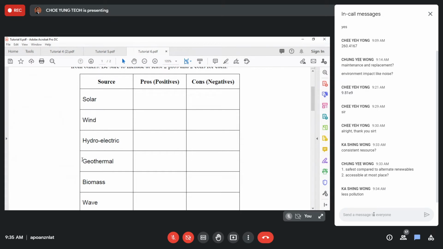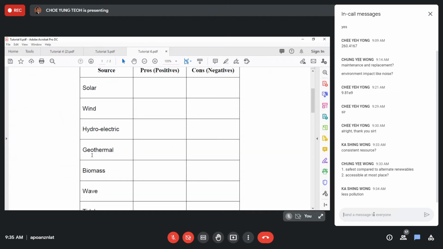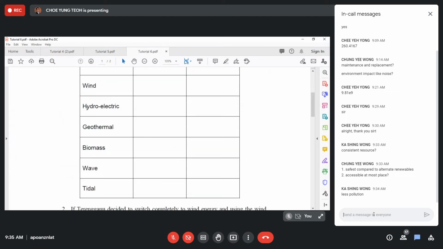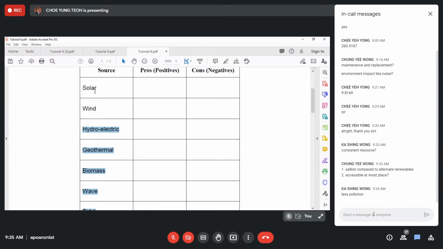Less pollution, yes, true. You can say that it has less impact to the surroundings, less impact to the environment. No emission at all, because you can see that hydro, geothermal, biomass, we can consider there is an impact. Okay, we have entire impact to the ecosystem, but solar has less impact to the environment, zero emission.